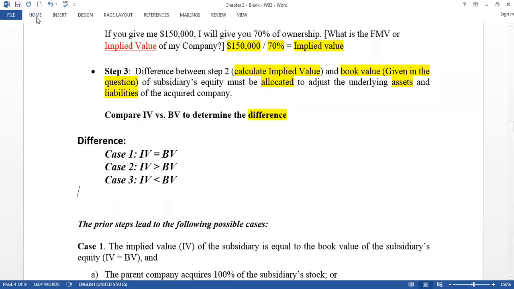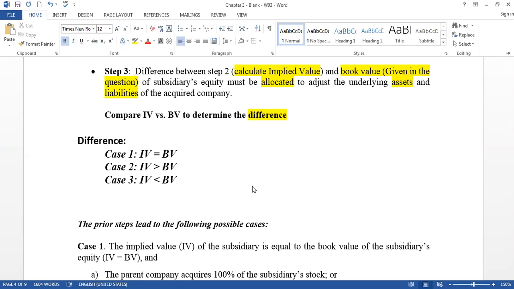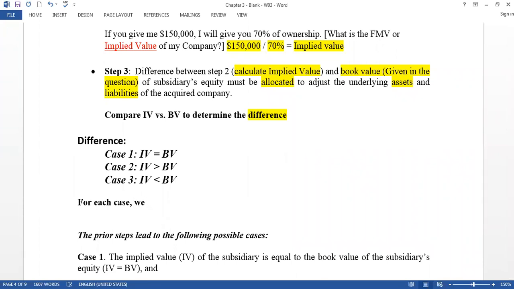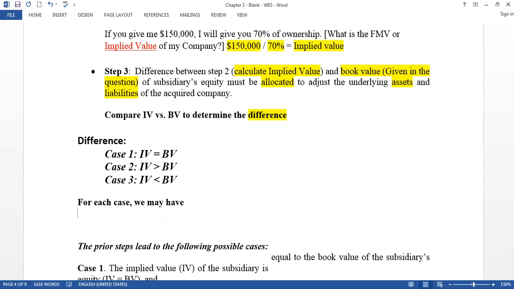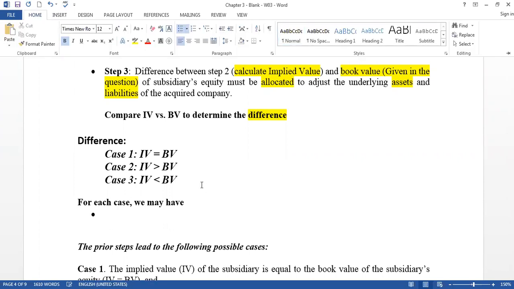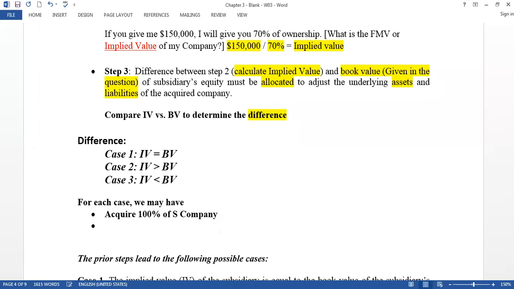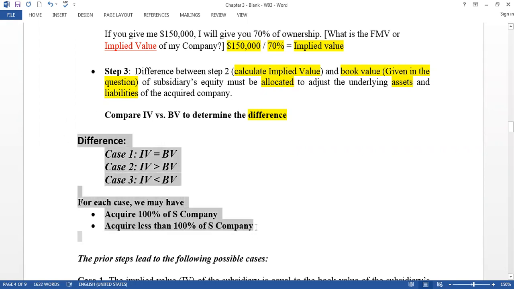And for each case, we may have these options: acquire 100% of S company, or acquire less than 100% of S company. So this is the thing you should consider.